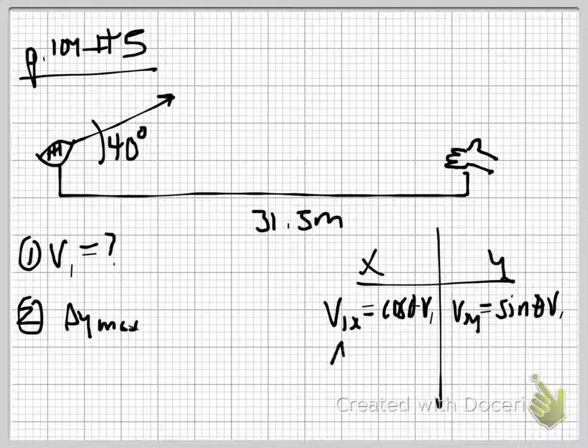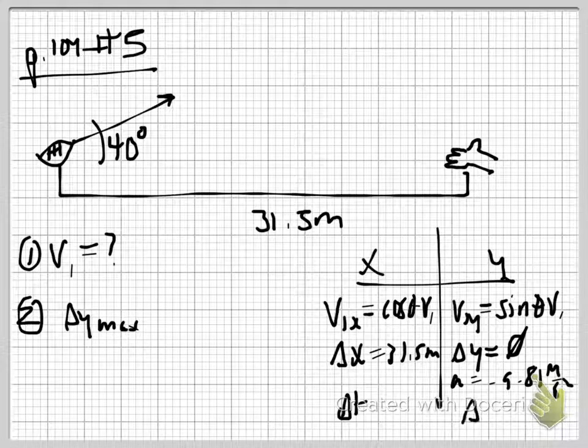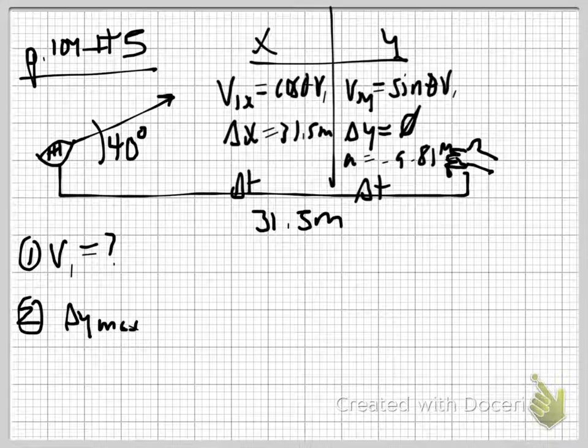The x displacement that we want, so we're going to look at the first part first, is 31.5 meters. Now, what's our y displacement on that overall flight path? 0. So delta y for that first problem is a big old 0. We know acceleration, negative 9.81 meters per second squared, and I suspect strongly that we'll be using delta t as a bridge again.